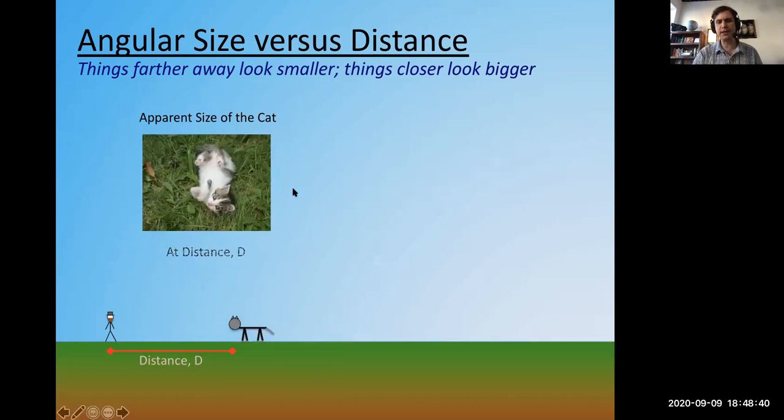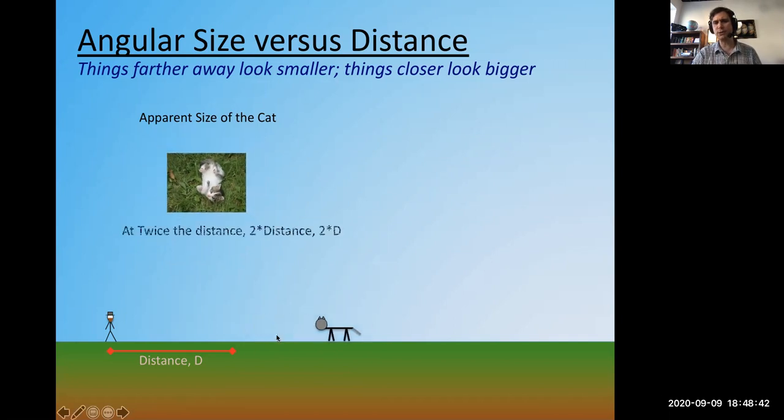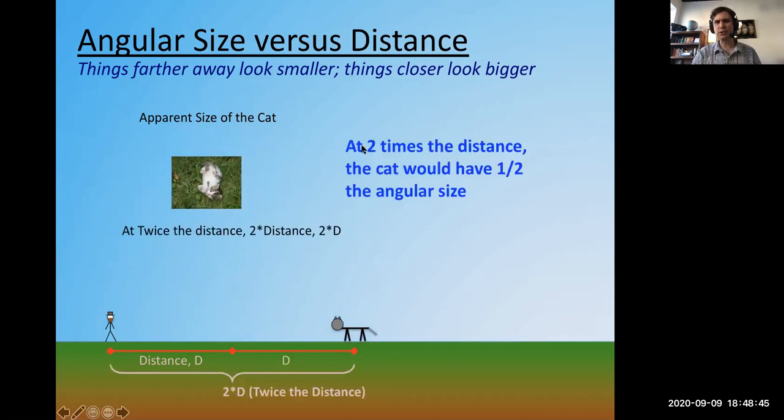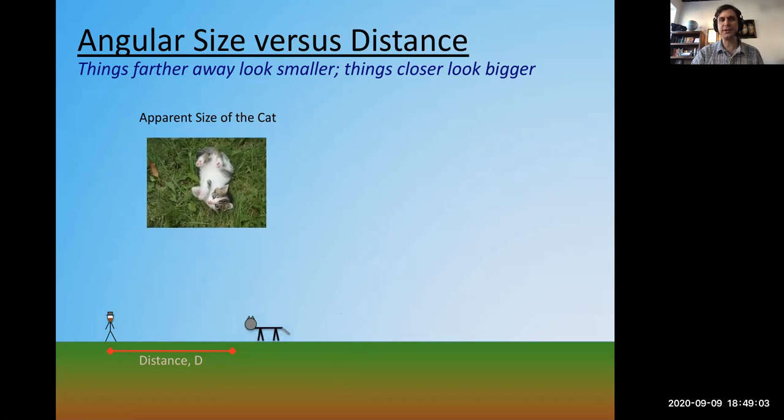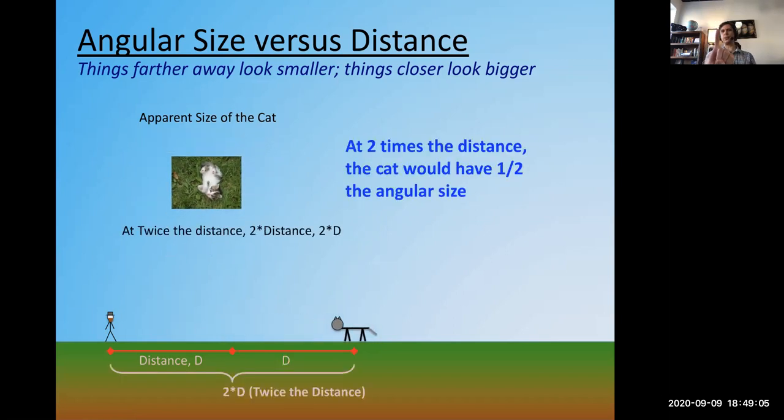And if we moved it to be 2 times farther away, twice the distance, the cat would appear 1/2 the angular size. So if at this distance the cat had an angular size of 2 degrees in the sky, 2 pinkies next to each other, then at double the distance, it would have an angular size of 1 degree on the sky. Double the distance, 1/2 the angular size. Okay, what happens if we keep going?